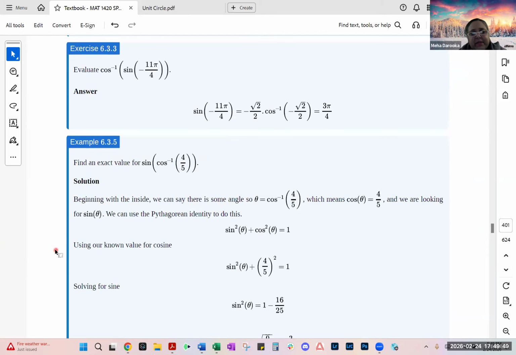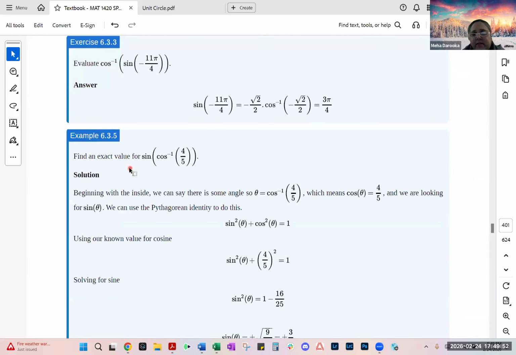So the next example that we wanted to talk about was this guy right here, example 6.35. You can see here, they're asking us to find the exact value for sine of cosine inverse of 4 over 5. So of course, when you're talking about cosine inverse of 4 over 5, again, remember we start on the inside with these compositions of functions. If we're talking about cosine inverse of 4 over 5, remember the output for any inverse function is going to be an angle. So we know once we solve this, we are going to get an angle.